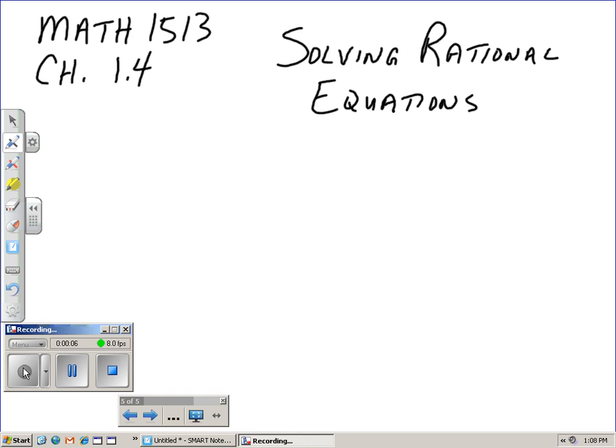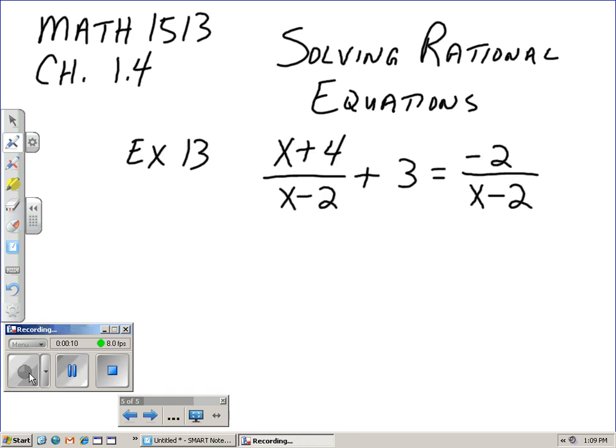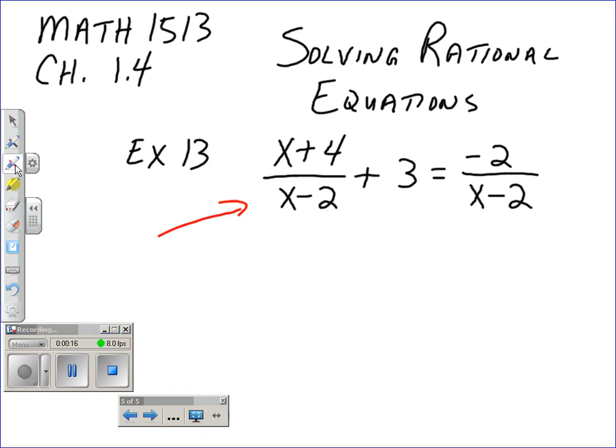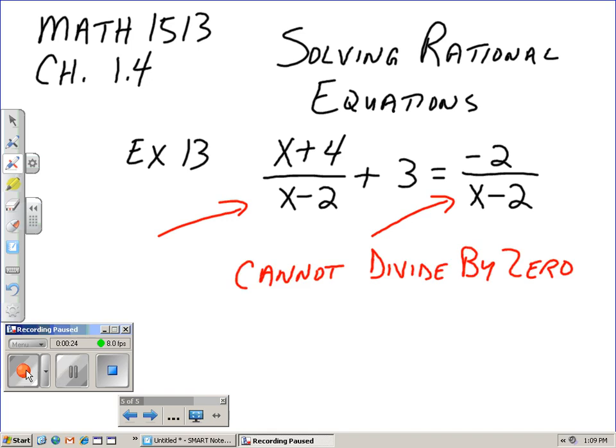We're solving rational equations. Now, what is a rational equation? A rational equation, to me, is something involving fractions where we have a denominator that we have to worry about. Now, what do we have to worry about? What's weird about a denominator is it can never equal 0. Why can it not equal 0? Because we can't divide by 0.